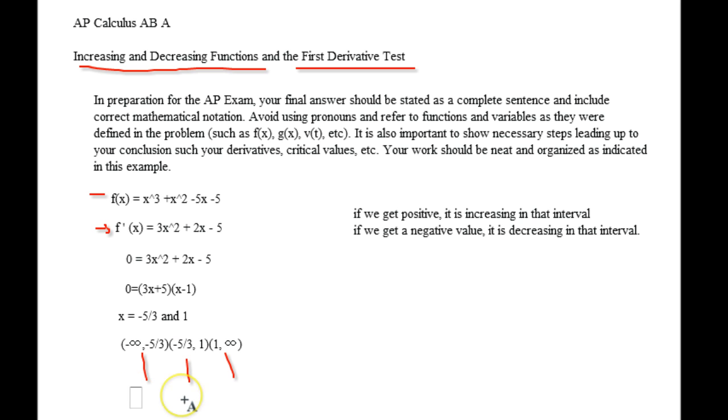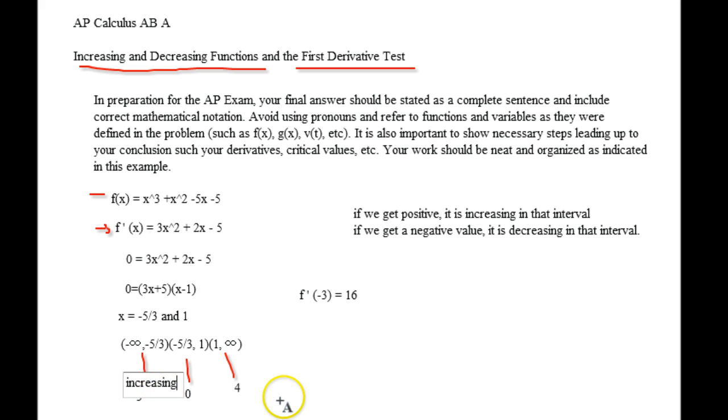So, let's say we just plug in negative 3. Let's plug in 0, make our job a lot easier, and let's plug in 4. Okay. So, we plug everything in. F prime of negative 3 is equal to 27 minus 6, which is 21, minus 5, so this turns into 16. So it is increasing on this interval.